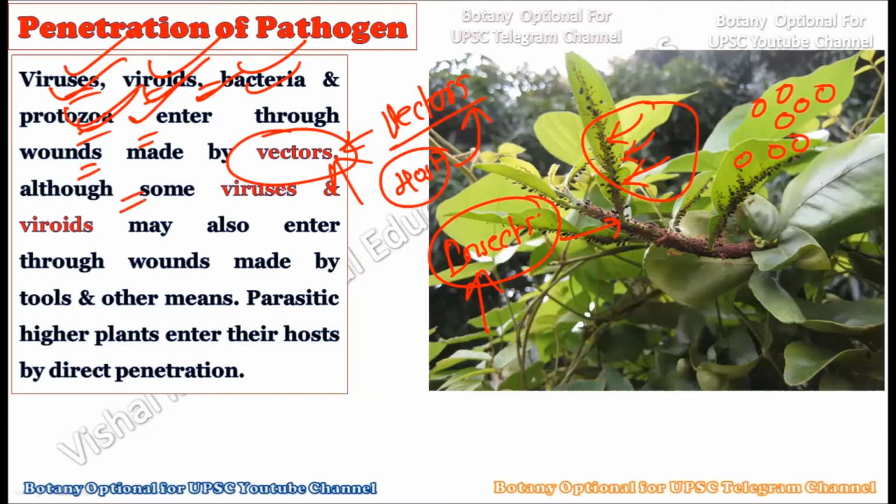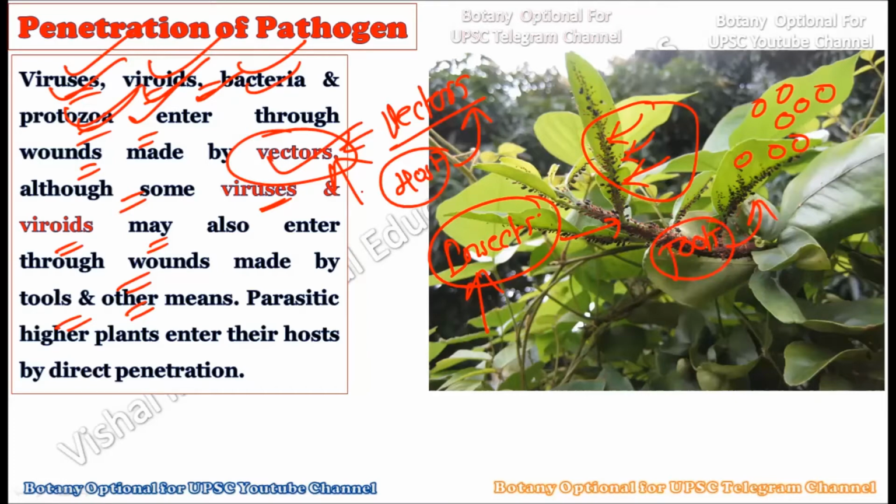Now, there are also some viruses and viroids that may enter through wounds made by tools and other means. So basically, if humans are using tools, and these tools are indirectly injuring the plants, then these viruses and viroids can also enter, but majority of the time this happens due to the vector creating the injury within the plant body.